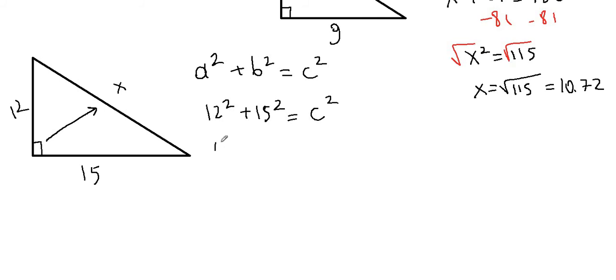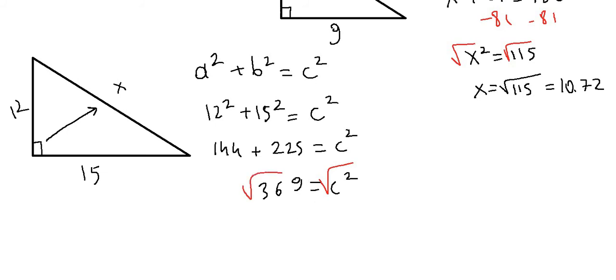12 squared is 144, 15 squared is 225, and if we add these two numbers, we obtain 369. Now we're going to square root on both sides. So c will be equal to the square root of 369, which is going to be 19.20.